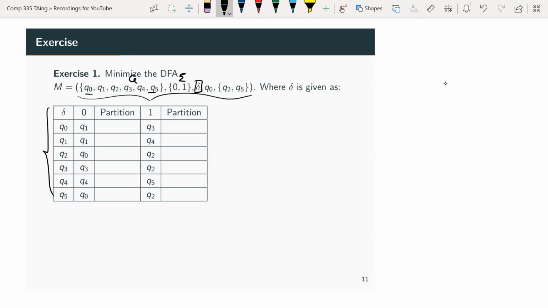So remember how to read this. If you're in Q1 and you see a 0, so this is delta, you go to Q1. So that's how you read that. Okay. So this is given for each one. We know that our initial state is Q0, and we know that our final states are Q2 and Q5. So these are our final states.